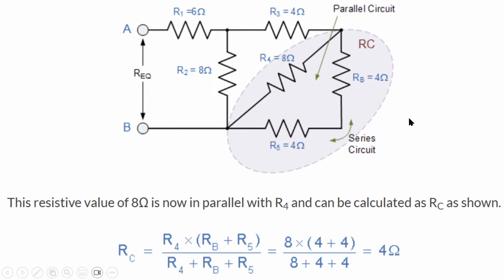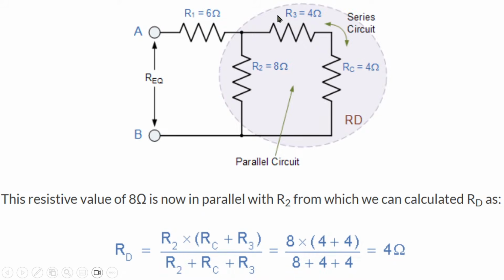So after doing that, you now have another circuit whereby this RC and R3 are now in series and in parallel with R2. So RD is equal to R2 times (RC plus R3) divided by R2 plus RC plus R3. So by the time we resolve that, we are going to have 8 times (4 plus 4) divided by 8 plus 4 plus 4. Our total resistance again will be equal to 4 ohms. So everything about this particular resistor arrangement will be equal to 4 ohms.